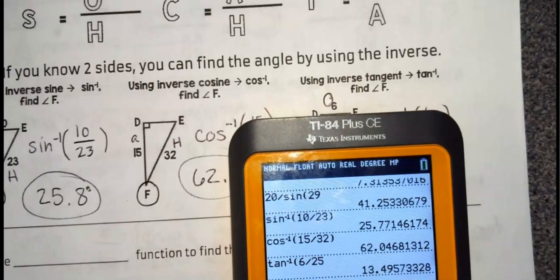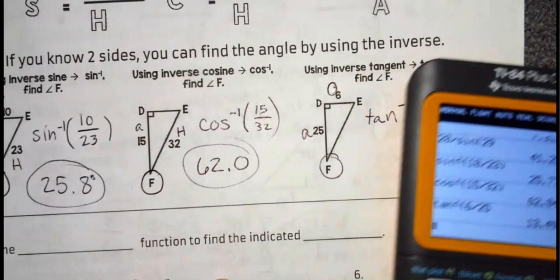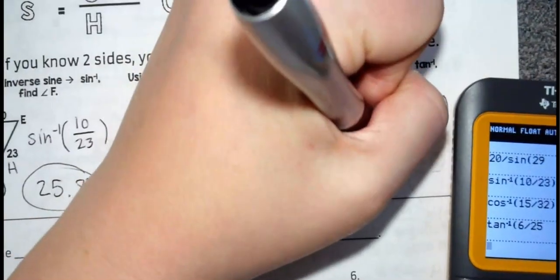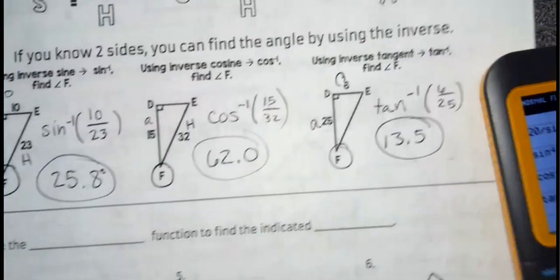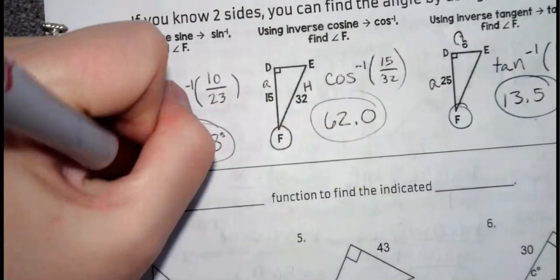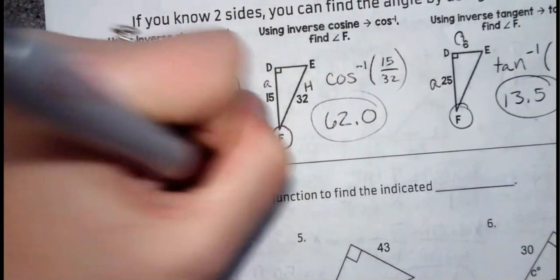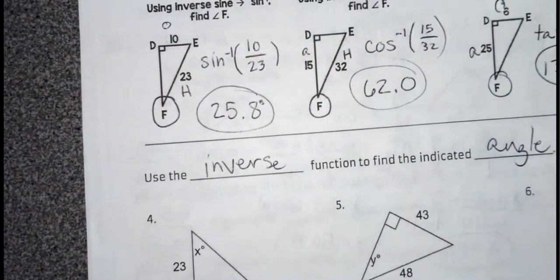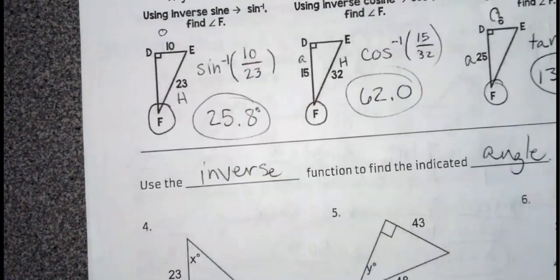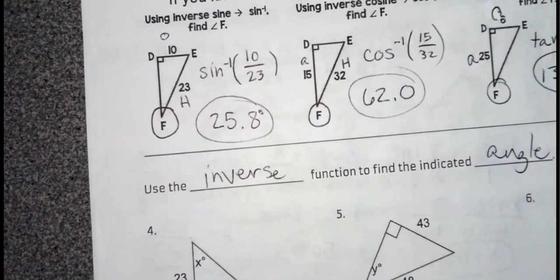You just type it in the calculator, that's it. Tangent inverse, 6 over 25. We are almost done with this. So it's 13.5. It's called the inverse. You're going to use the inverse function to find the indicated angle. We're not going to do all these. Let's just do 4 through 6.